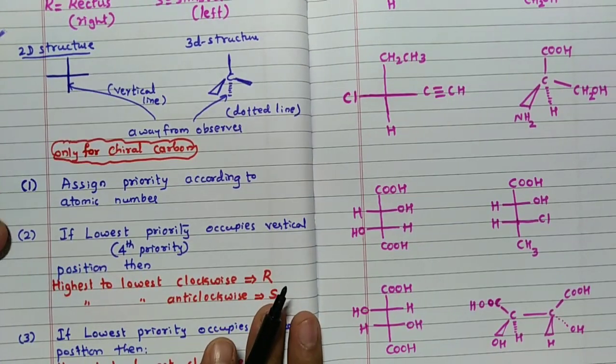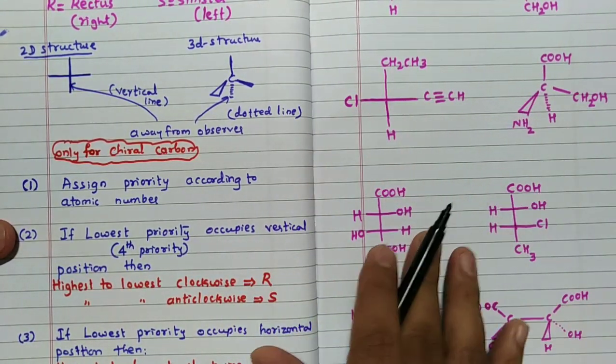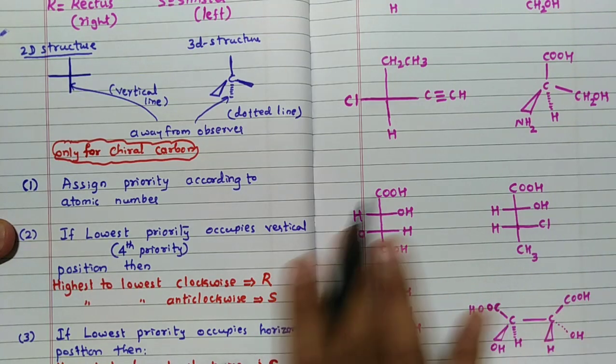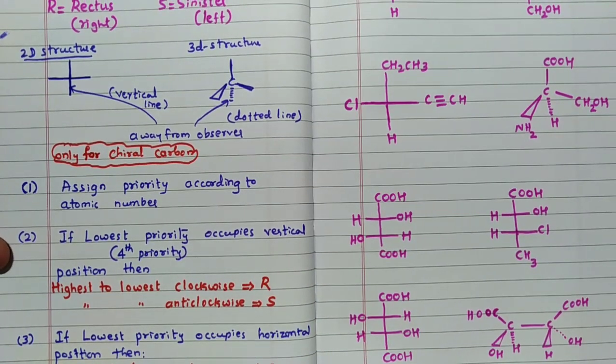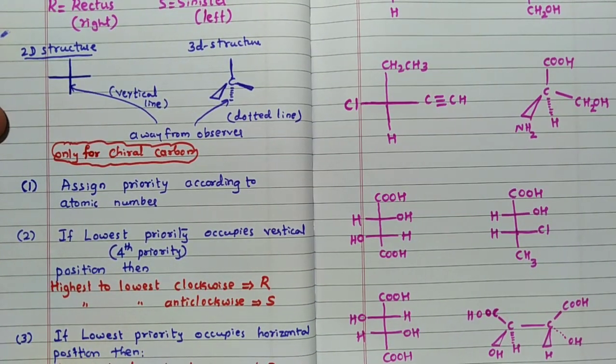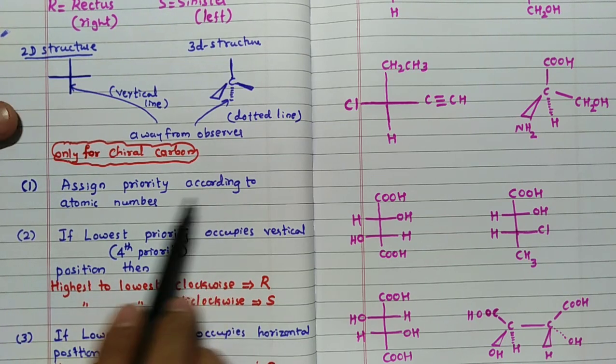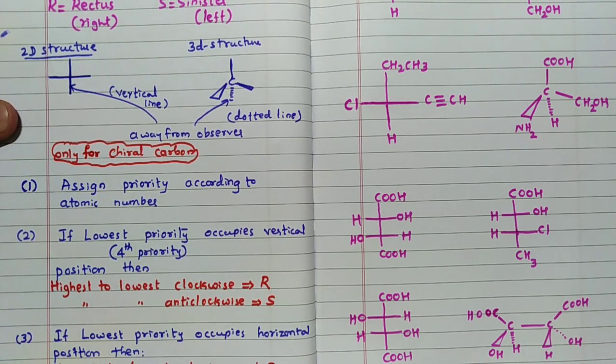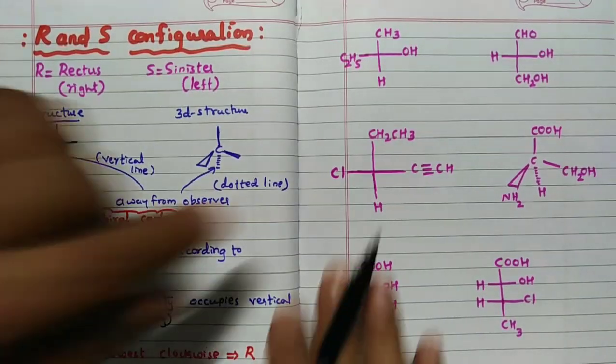So quickly we will see what you have to do. If the question is given like this, they will give the options 2R, 3R, R configuration, S configuration, like that. How can you write the answer? Fine. Quickly you see, first you have to assign the priority according to atomic number. Assign the priority according to atomic number. Very, very important. So let me tell you with an example.